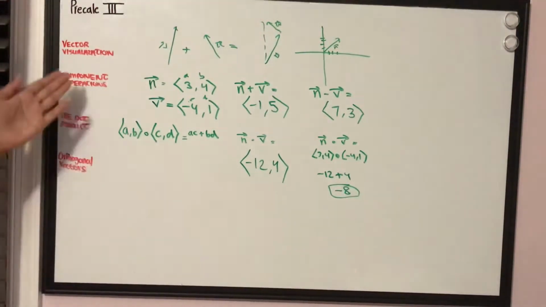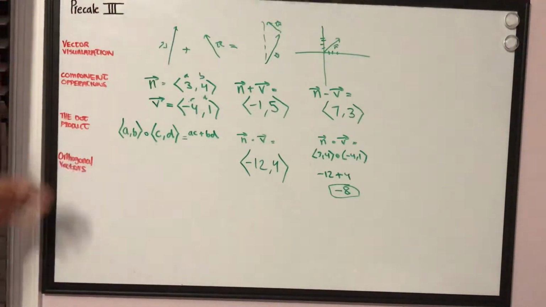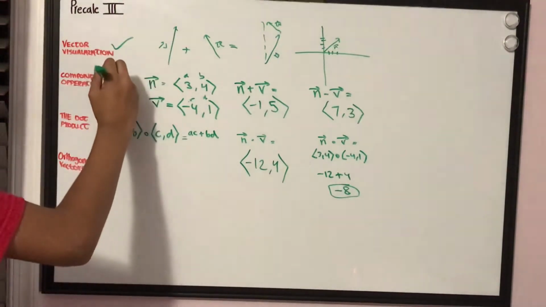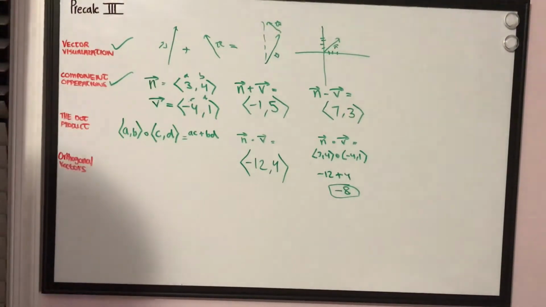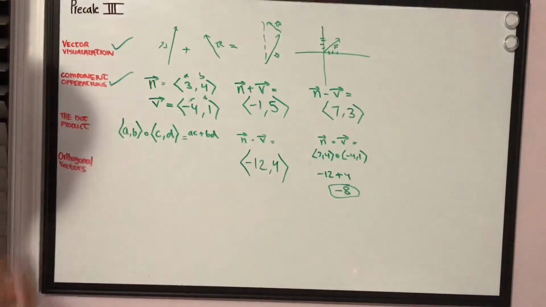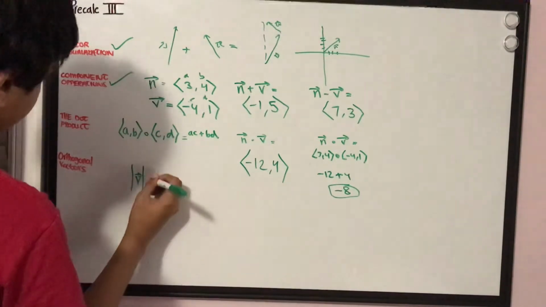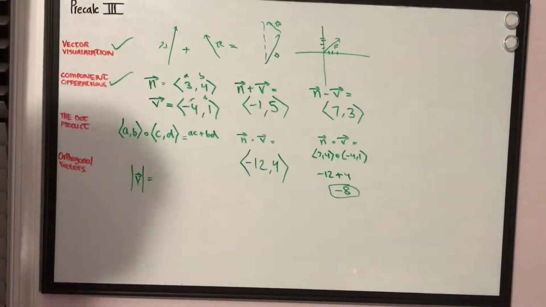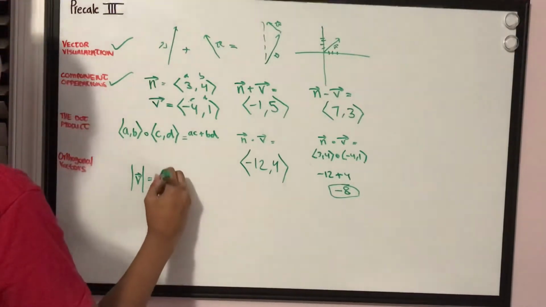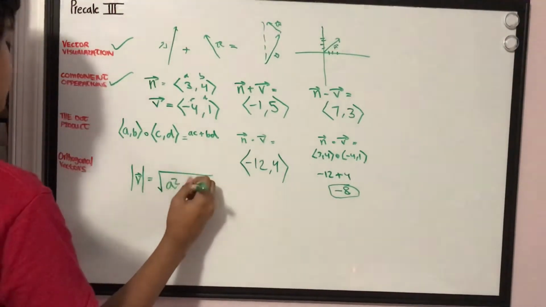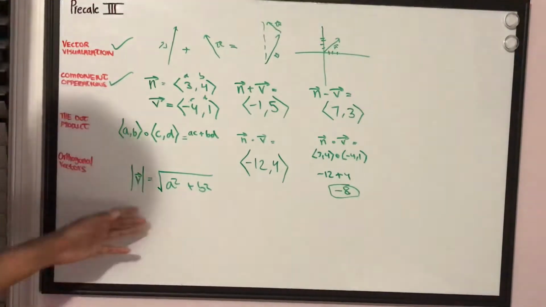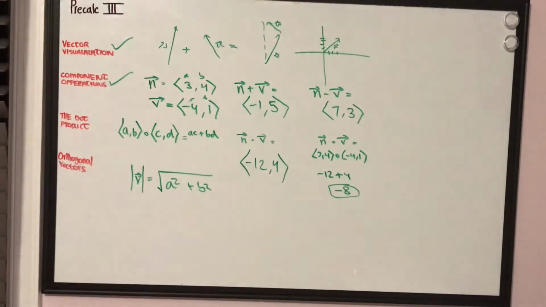Okay, so we just learned component operations. Now let's go more in depth into the dot product and what that actually is. Before that, let's learn some vocabulary. The magnitude of a vector is symbolized by this absolute value notation. The magnitude is the vector's length, and it's equal to the square root of a squared plus b squared, given that vector v is a, b.